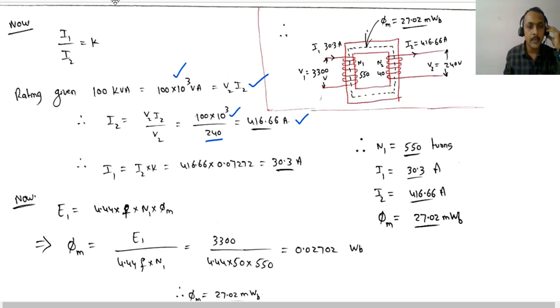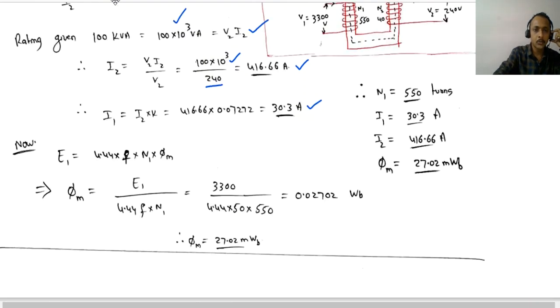Now we want to find out I1, the primary side current. What is the relation between primary current and secondary current? I1 equal to I2 into K. So 416.66 into 0.07272, we will get 30.3 amperes. Clear? Now what will be the voltage induced?